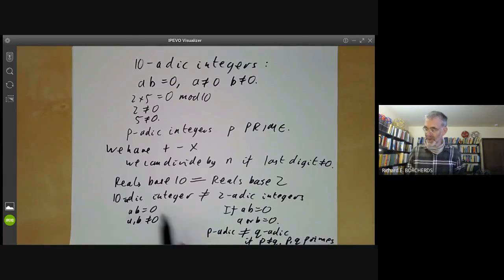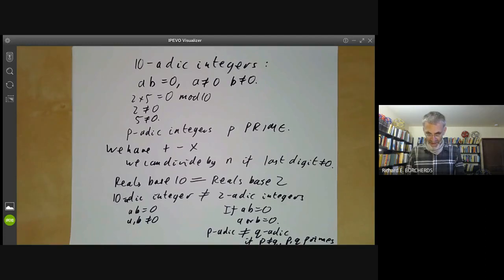It's sometimes possible for two sorts of adic integers to be the same. For instance, the 10-adic integers are the same as the 100-adic integers. If you think about it a bit, writing a number in base 100 is almost the same as writing it in base 10, except that you have half the number of digits or something.